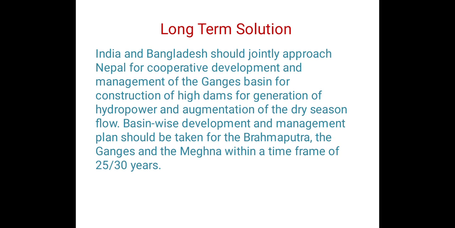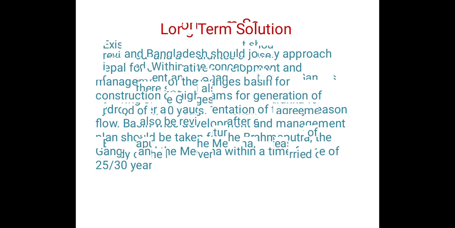Long-term situation: India and Bangladesh should jointly approach Nepal for cooperative development and management of the Ganges basin for construction of high dams for generation of hydropower and augmentation of the dry season flow. Basin-wise development and management plans should be taken for the Brahmaputra, the Ganges and the Meghna within a time frame of 25 to 30 years.